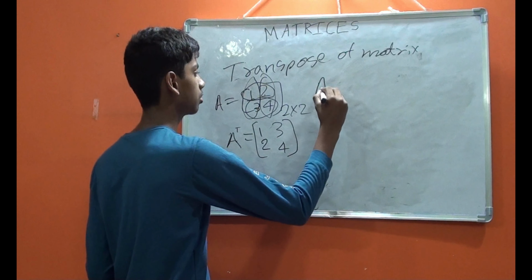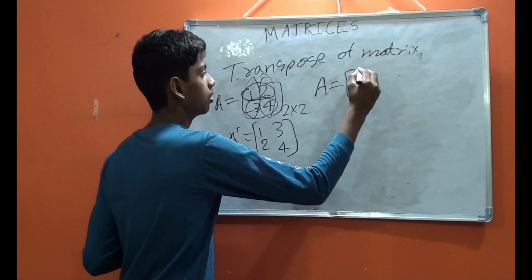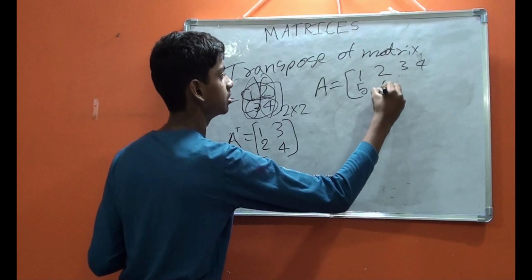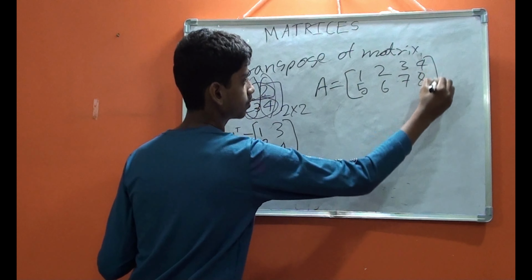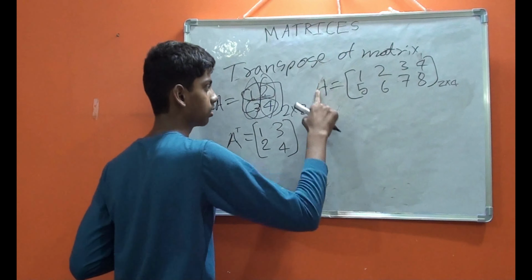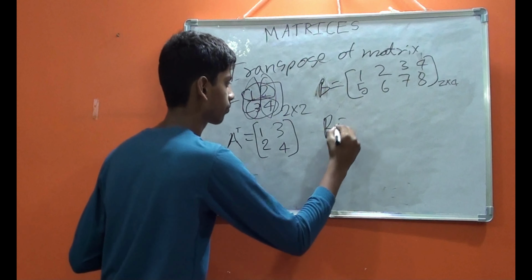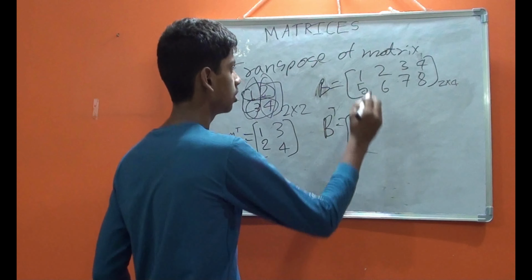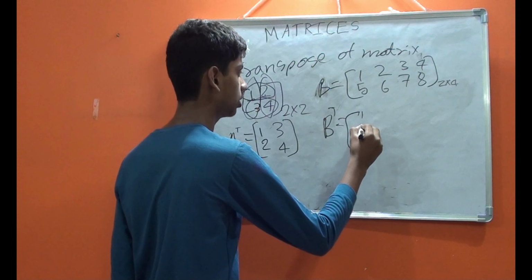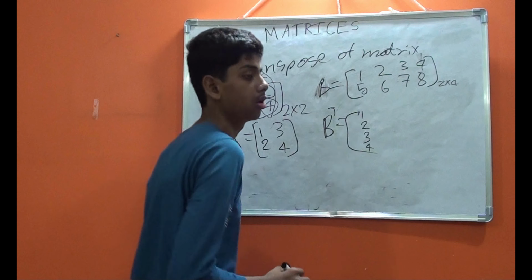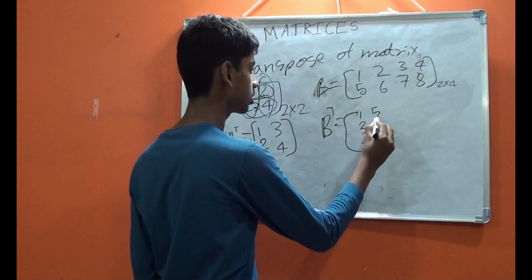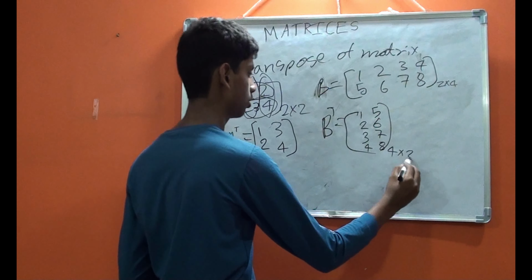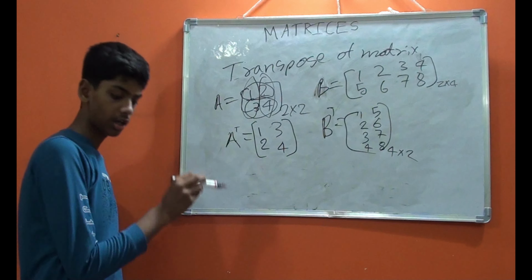Similarly, let's do it for something like 1, 2, 3, 4, 5, 6, 7 and 8. So matrix B transpose equals, the first row becomes the first column, so 1, 2, 3 and 4. Then the second row becomes the second column. So this is the answer of B transpose.